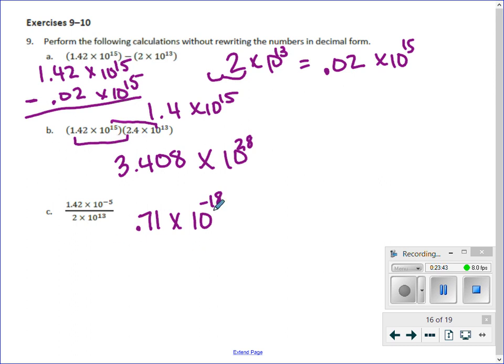This is not scientific notation. It doesn't say to rewrite it, but let's practice it. So for scientific notation, I have to move it right 1, so 7.1 is between 1 and 10. And if I move it right, I subtract 1, so it's 10 to the minus 19.